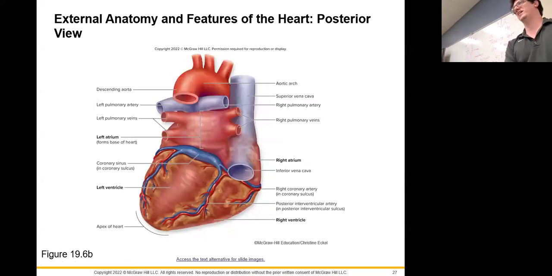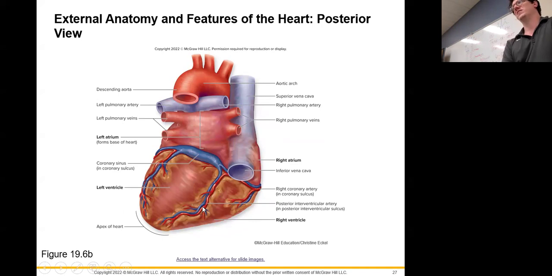Now, when we look in the back, things look a little bit wonky, okay? Namely that we don't see those arteries quite as well. We can still see the circumflex artery a little bit. Now we can see our right artery a little bit more. We also have a big artery right here separating our right and left ventricles. So this would be our posterior interventricular artery.